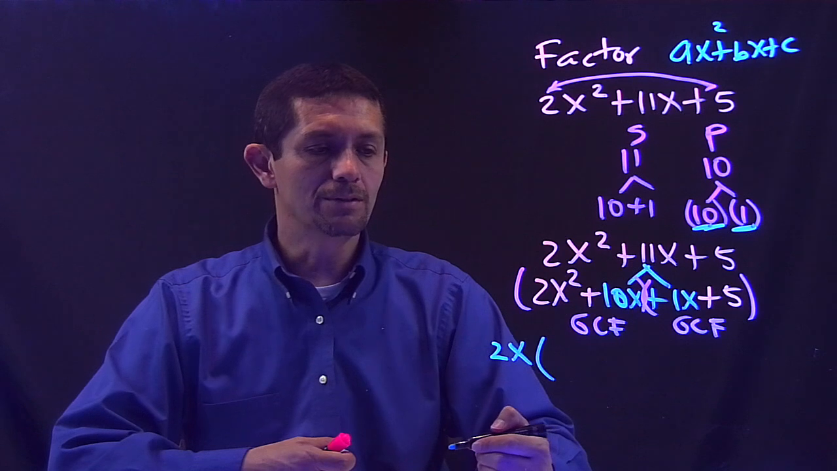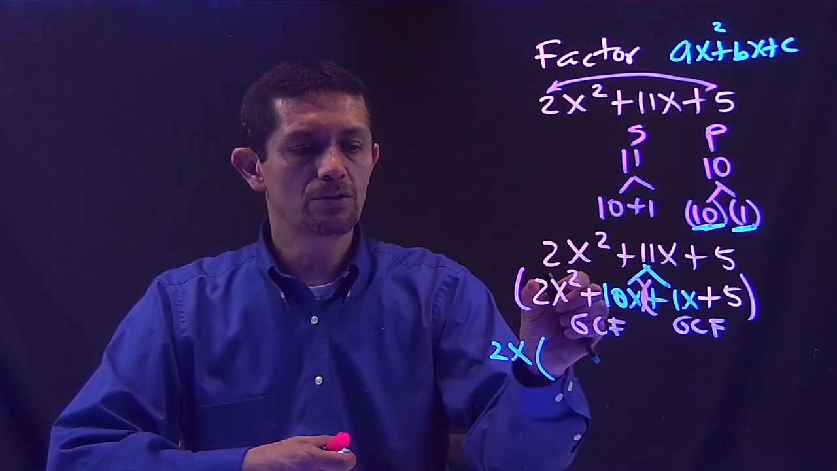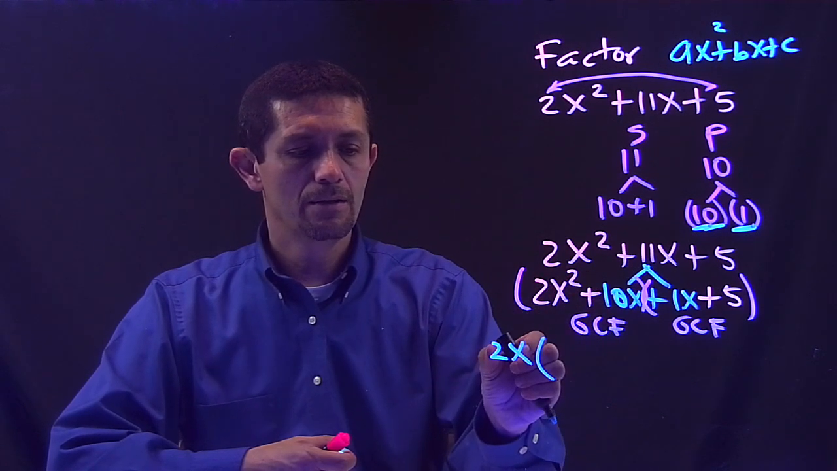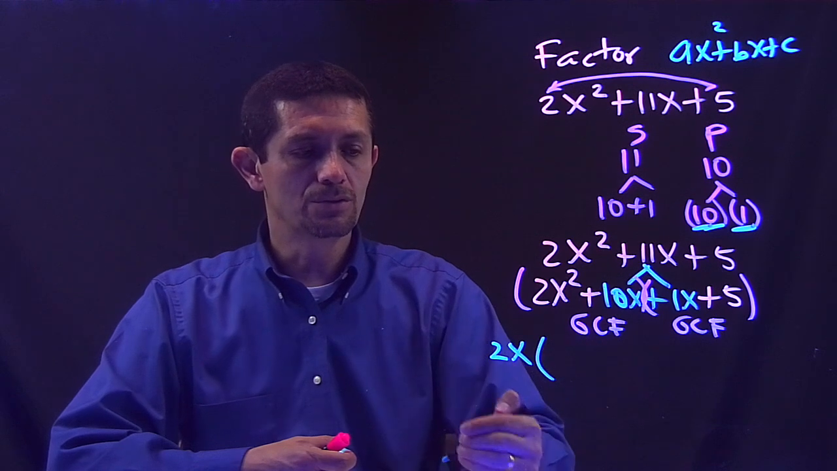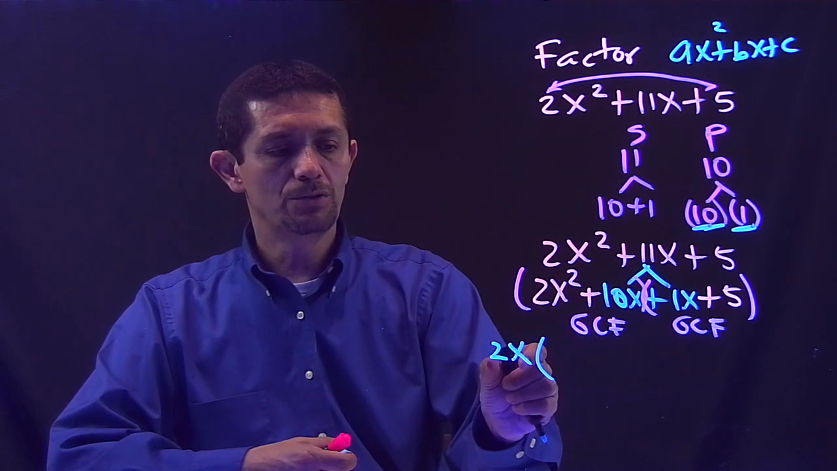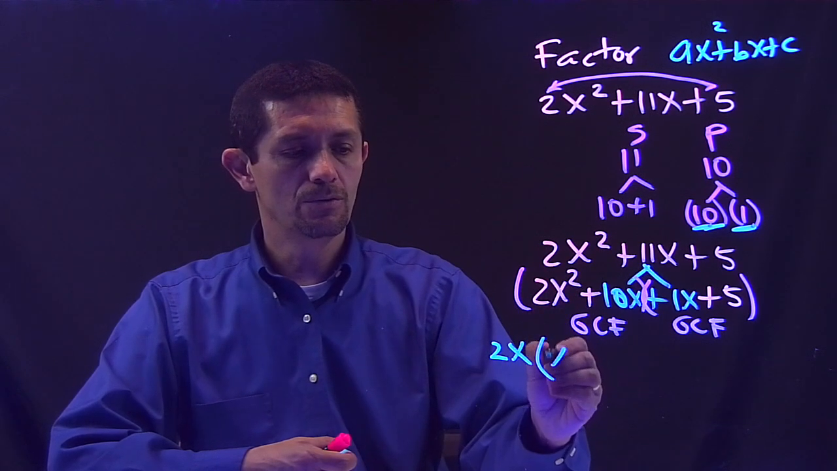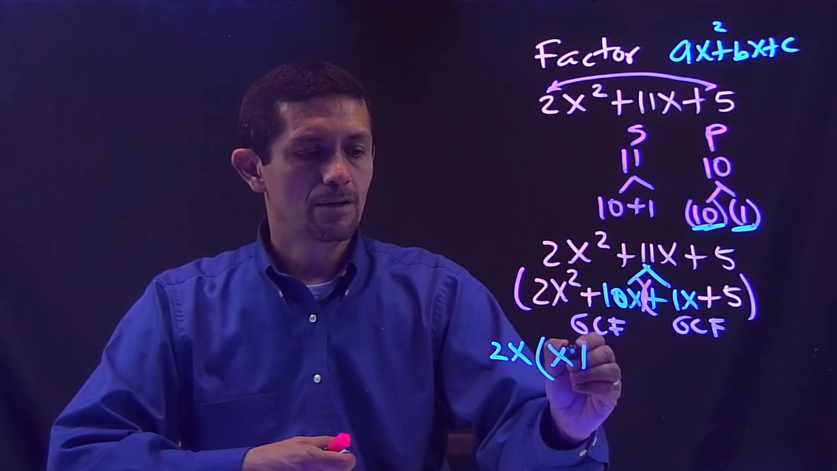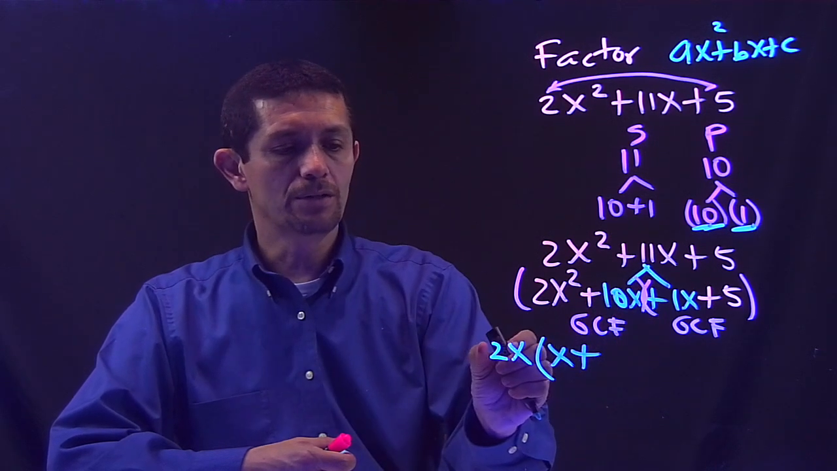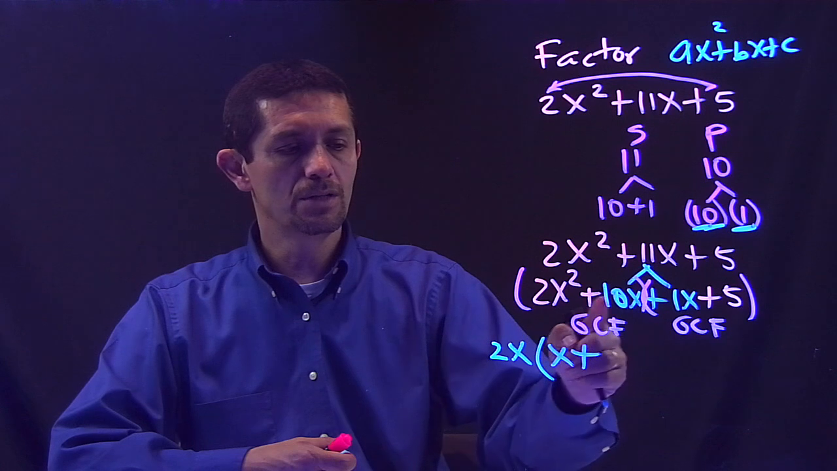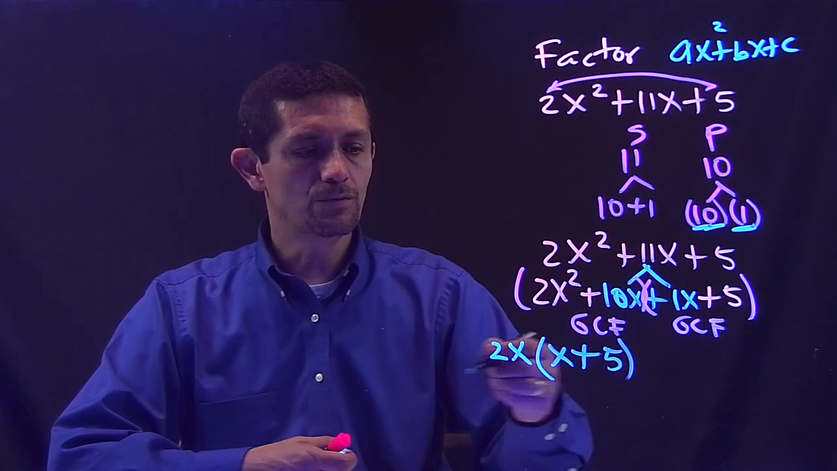Now I open parentheses, and you divide each term by the common factor, and the answer goes inside. 2x squared divided by 2x. The 2's cancel. You have x left. Plus 10x divided by 2x. X is cancelled. 10 divided by 2 is 5.